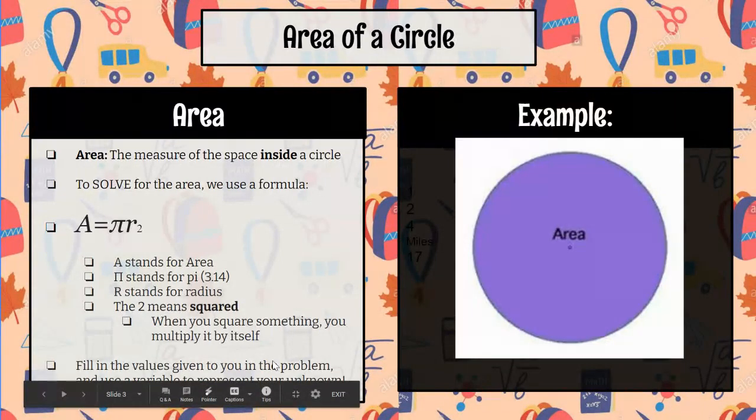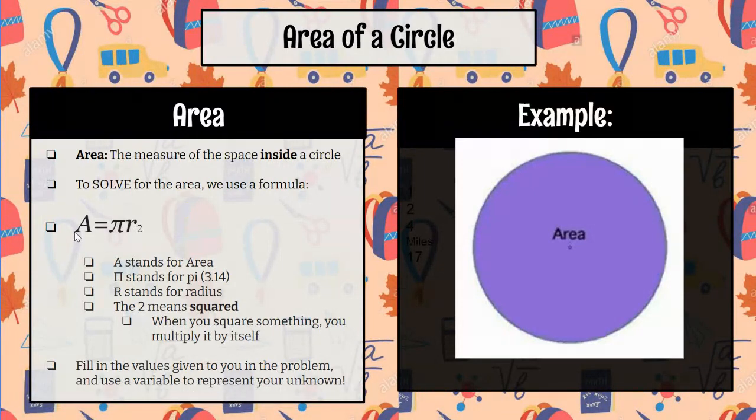Now, just like with circumference, we're filling in the values given to us in the problem and using a variable to represent the unknown. So it's either going to give you area or it's going to give you the radius. Actually, no, I lied on that one. With area, it's only ever going to give you the radius in 7th grade. Okay, so we are only ever solving for area.